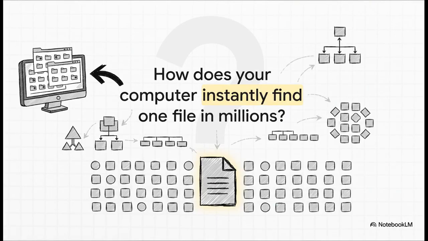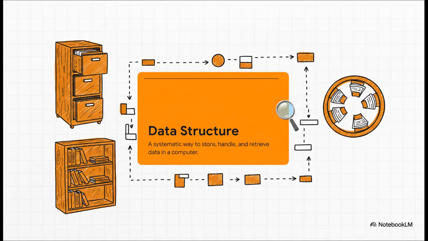Think about it. Your computer might be juggling millions, maybe even billions of files. But when you hit that search bar, the one you need just pops up instantly. Now that isn't magic, it's just some incredibly clever engineering. And the secret behind that speed, the answer to that massive organizational puzzle, is exactly what we're going to break down today. So what's the secret?